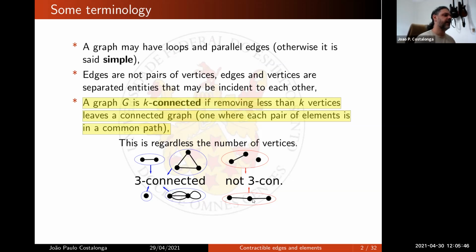And this is not 3-connected since I can remove 1 vertex here or 0 vertices here and leave a disconnected graph. These more general definitions work well because they make our results more general. And there are some special applications for these small cases.